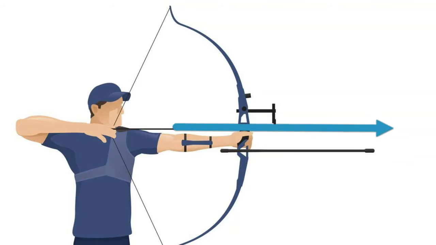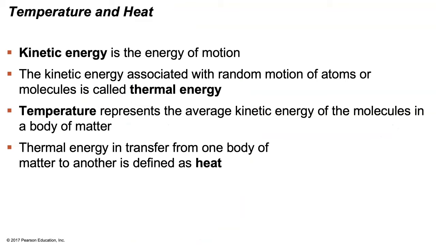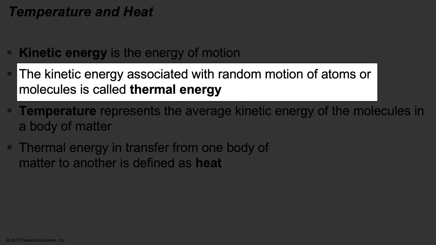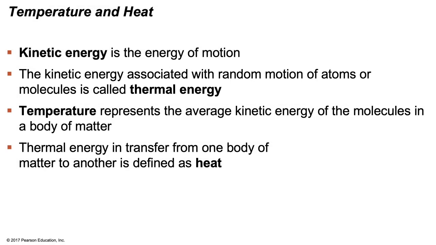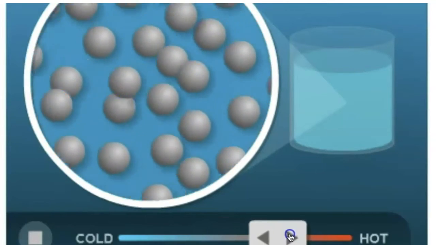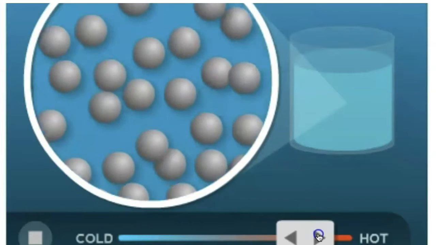Now the archer may release the arrow, which will convert that potential energy into kinetic energy as the tension from the bow launches the arrow through the air. When talking about chemistry, the kinetic energy associated with random motion of atoms or molecules has its own name called thermal energy. Probably heard of this word before.